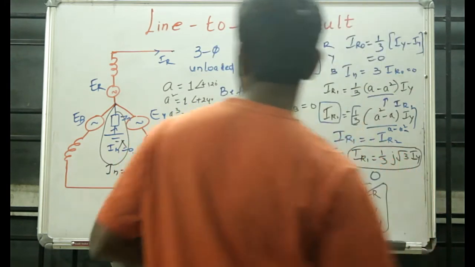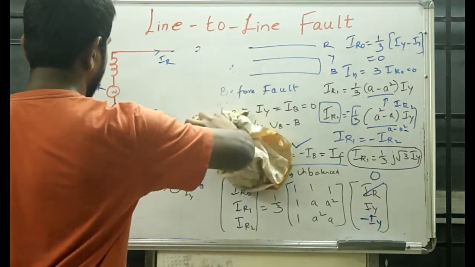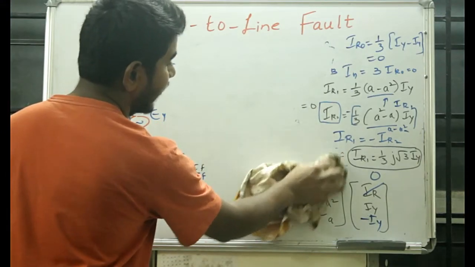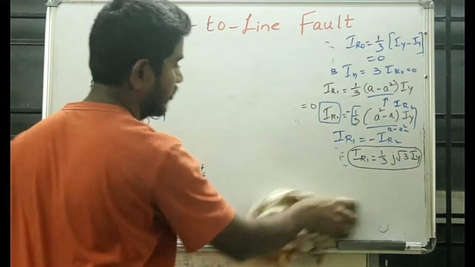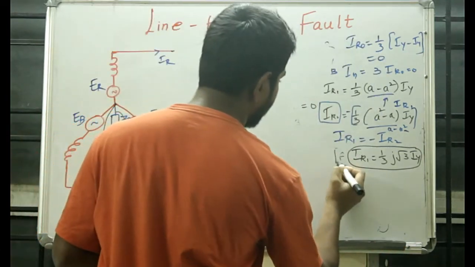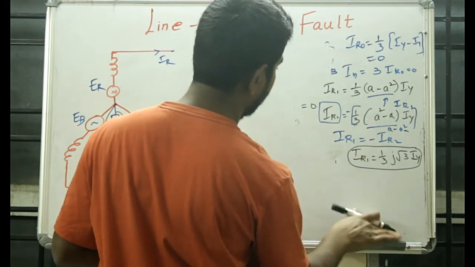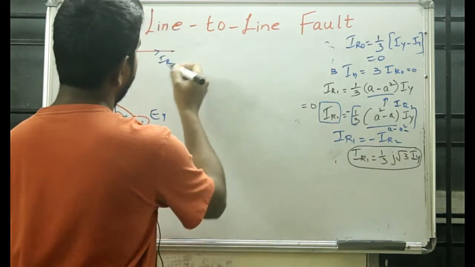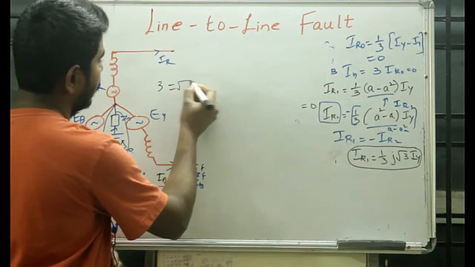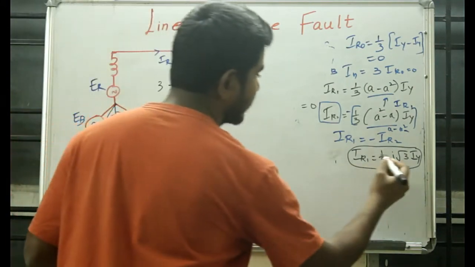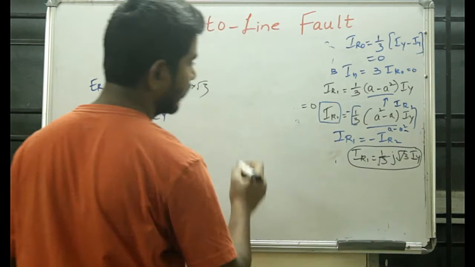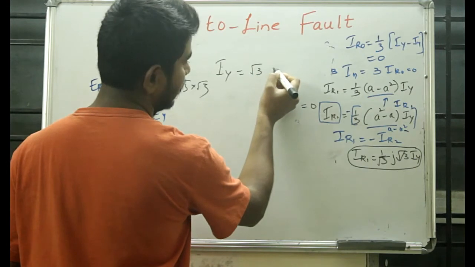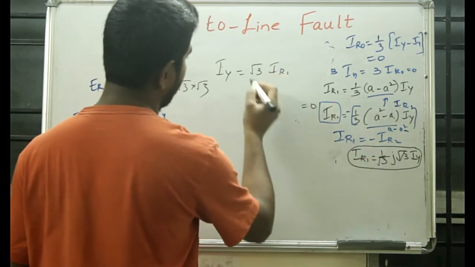Now remember this. So from here we got IR1 is equal to 1 by 3 into j root 3 into Iy. Now 3 can be written as root 3 into root 3. That means here root 3 will get cancelled and we are left with root 3. So if I want to find Iy, it will be equal to root 3 IR1 and this j will be 1 by j.